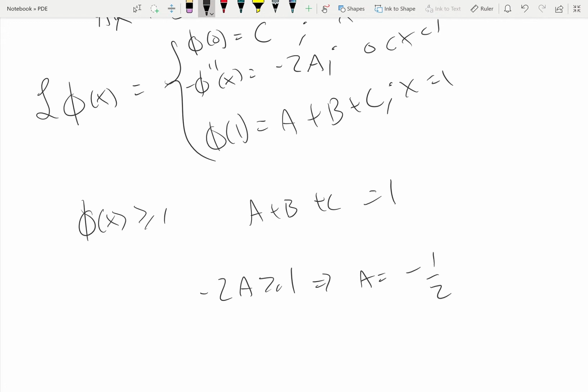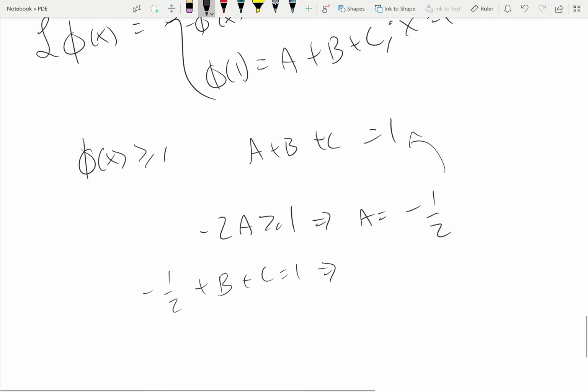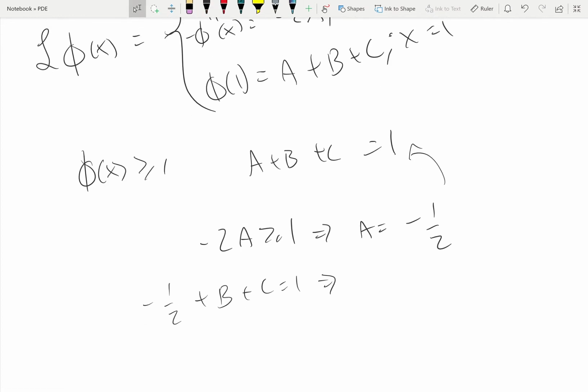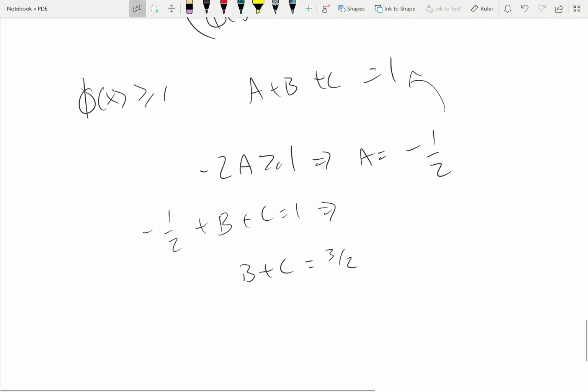Alright, so we can plug that back in. So we get negative 1/2 plus b plus c equals 1, which implies that b plus c is equal to 3/2. Now an easy way to do this would be to just rewrite this as 1/2 plus 1, right? And then just let that be the corresponding values for b and c. So b is equal to 1/2 and c is equal to 1.